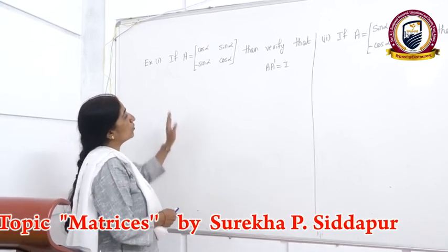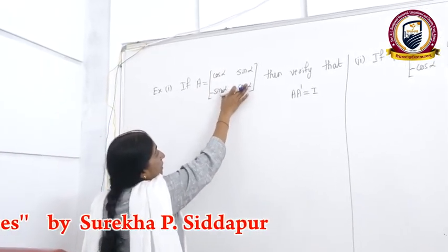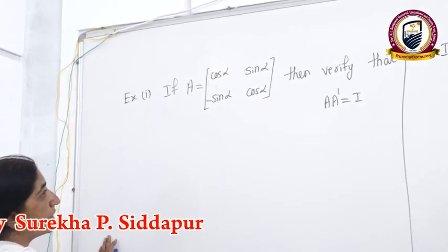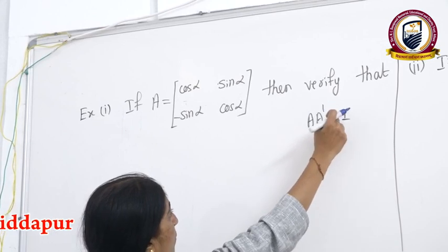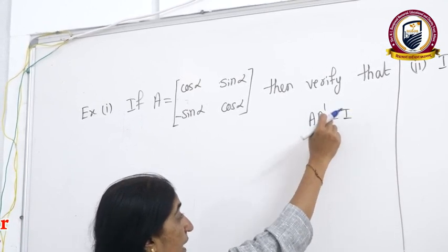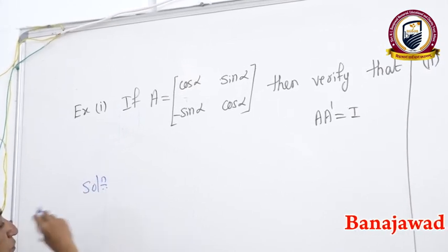Now I am giving you 2 more questions. See the first question. A is given, the elements are in the form of trigonometric terms, and they are asking to verify that A into A transpose is equal to I. What is I? I is the identity matrix. See the solution.